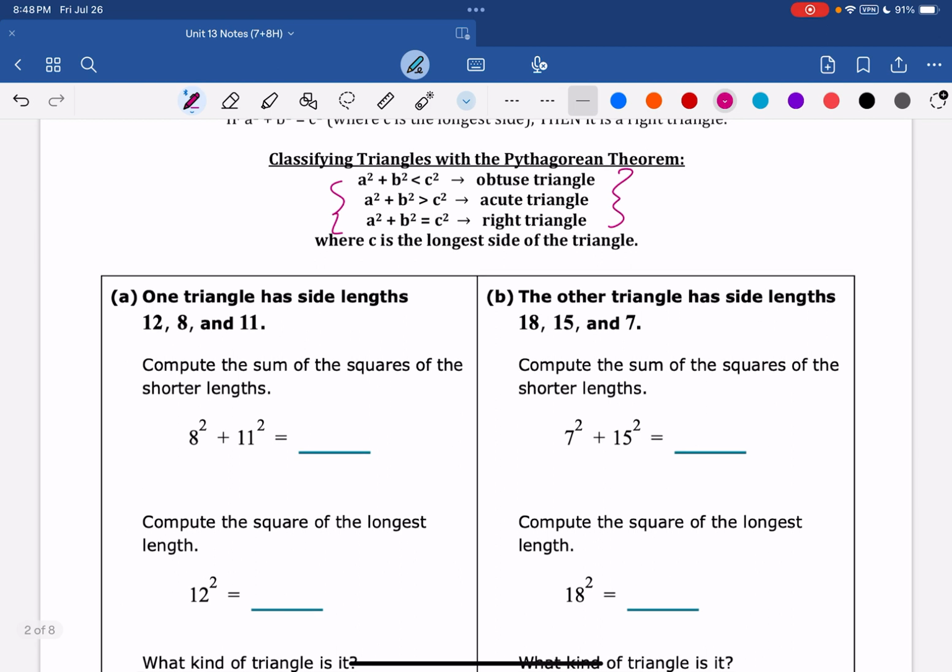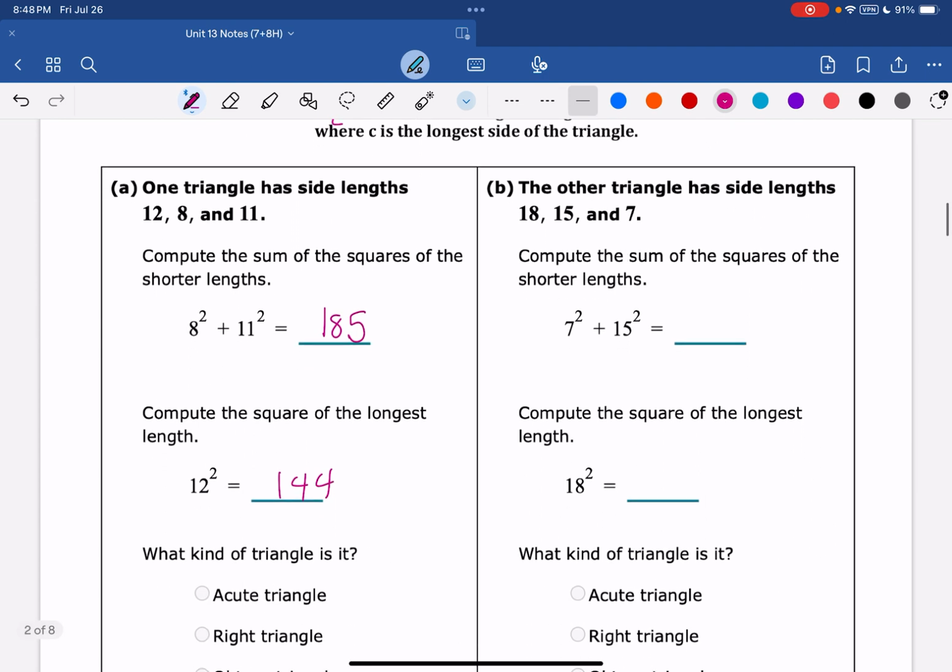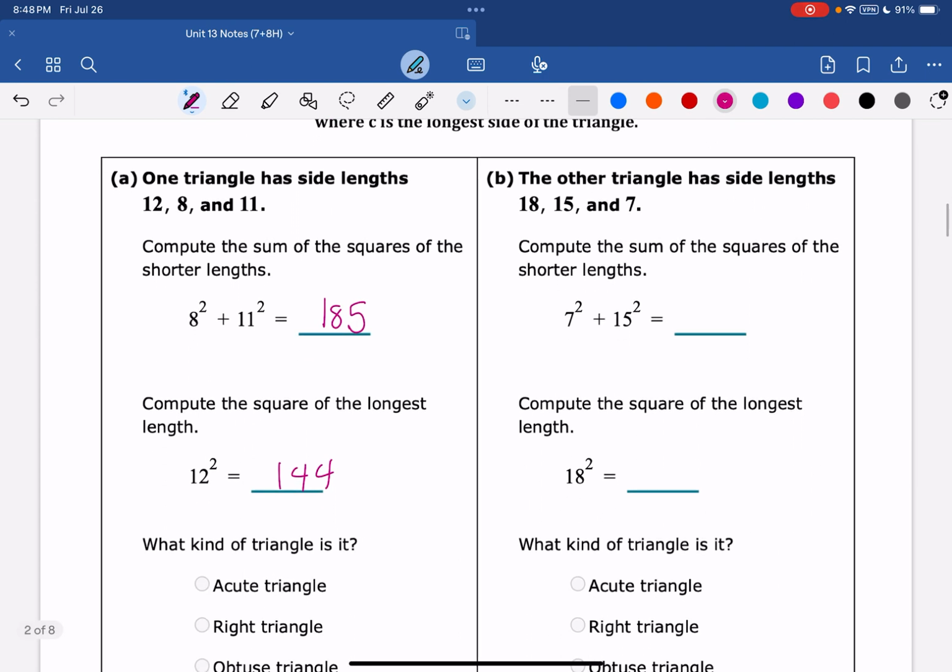All right, compute the sum of the squares of the shorter two lengths. So 8 squared plus 11 squared is 185. And then the longest side in this case is 12 squared, so that's 144. So our longest side, our c squared, is less than the sum of our shorter two sides, making this, well, I said that backwards. This is an acute triangle because the sum is bigger than the longest side.